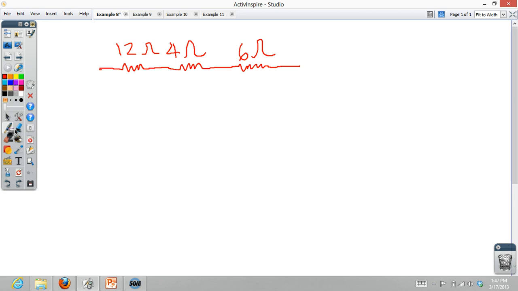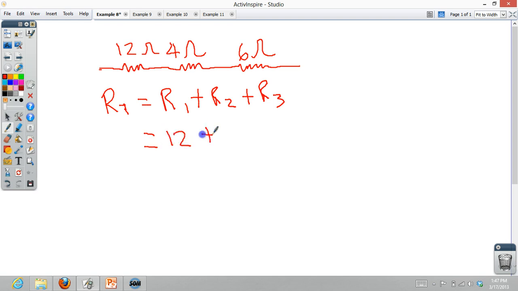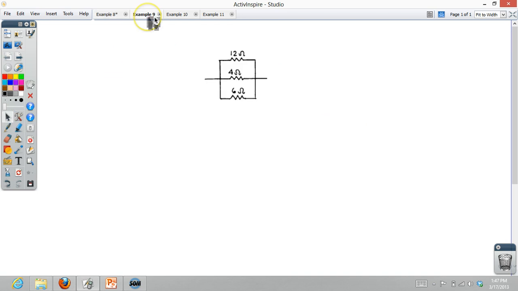And they want us to find out if they're connected in series, which means it looks like a train, so just one right after the other. They want to know what is the total resistance. The total resistance in series is always equal to the first resistor plus the second resistor plus the third resistor. So in our case, we're just going to take 12 ohms plus 4 ohms plus 6 ohms and add them together. And when you get those all together, you should end up with 22 ohms. And that is example number 8.